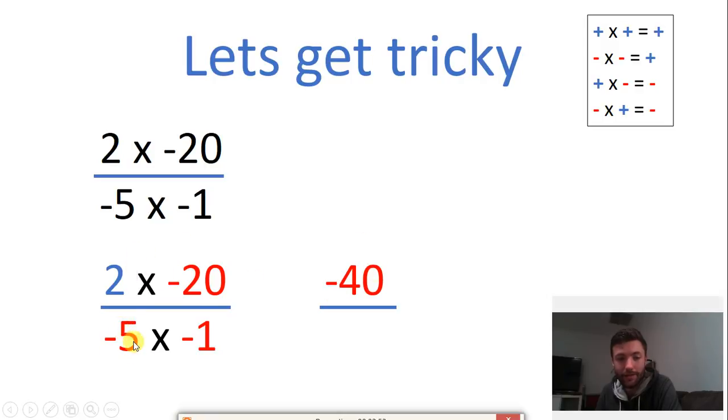Then a negative 5 times negative 1. We have 2 negatives next to each other, so it's going to give us a positive. So now we just have to work out this one here. We have negative 40, and this sign here, remember, just means divide by 5. So 5 goes into 40 8 times, and we have a negative and a positive, which is going to give us a negative. So we're going to have our answer of negative 8. If you have any questions, come see me.